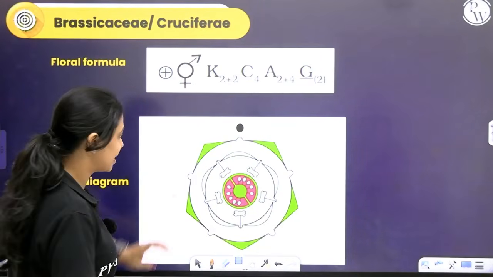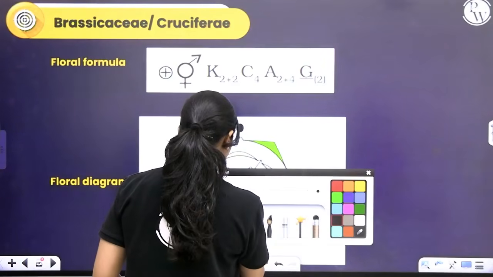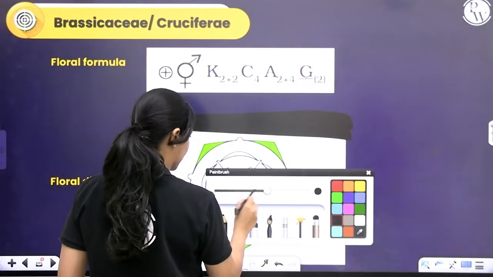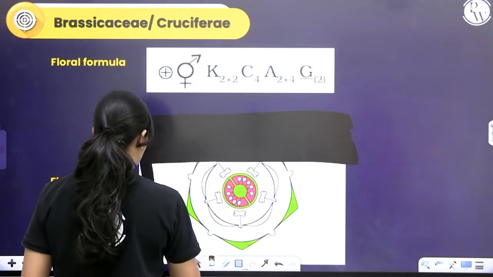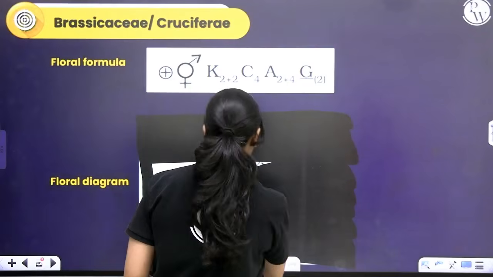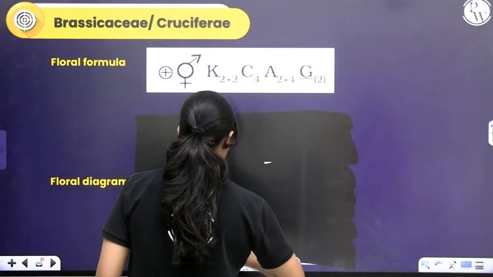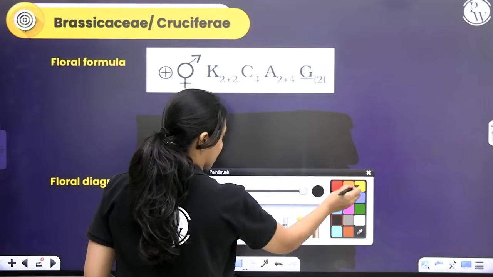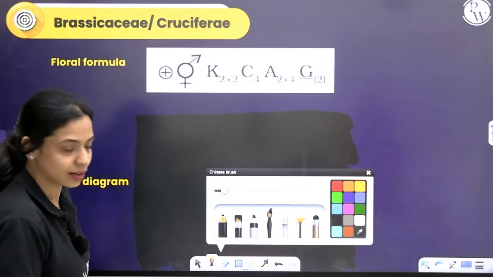This represents calyx. As you can see here, this is a wrong floral diagram. The correct floral diagram is there. I showed you earlier. This is not correct. This is floral diagram of Solanaceae. By mistake, this has been added here. Okay, so let me change this. For Brassicaceae, we have floral formula and the floral diagram. I will show it to you in another slide. Okay, cool. So here you can see the floral formula.